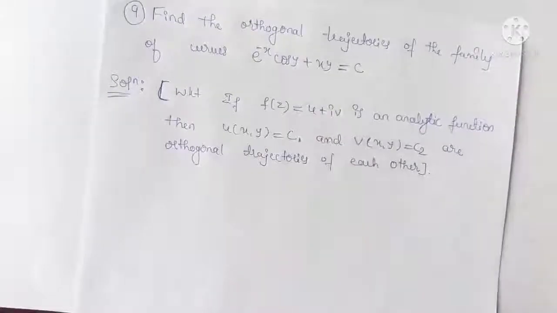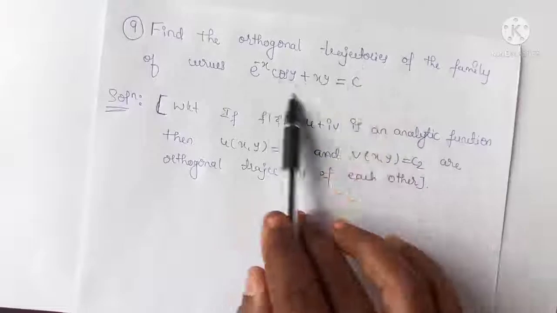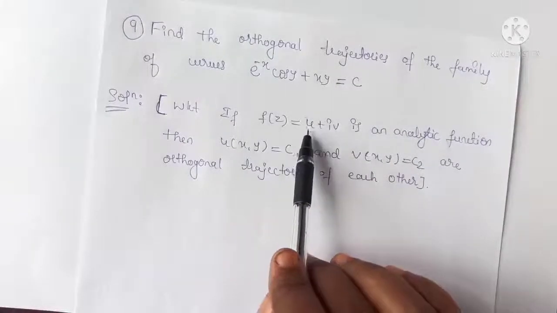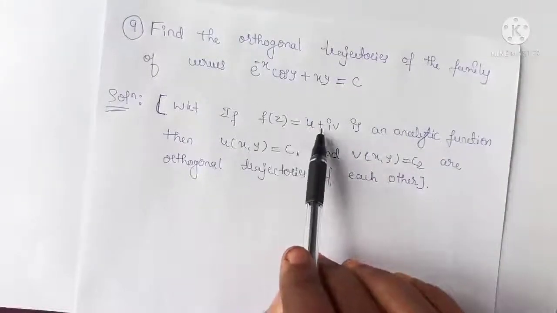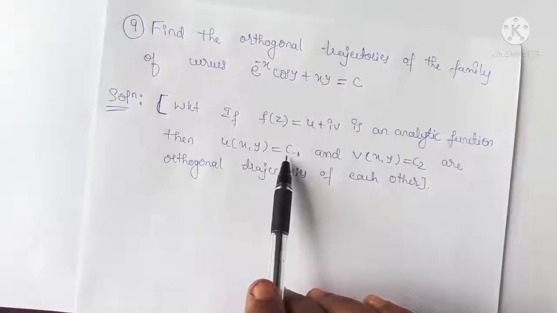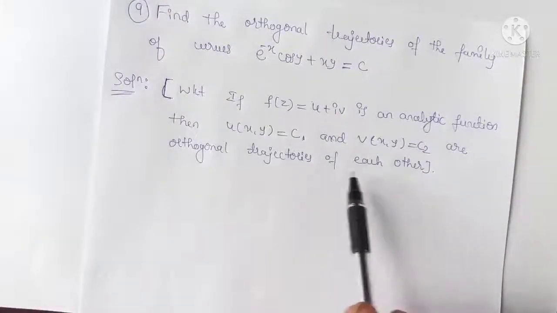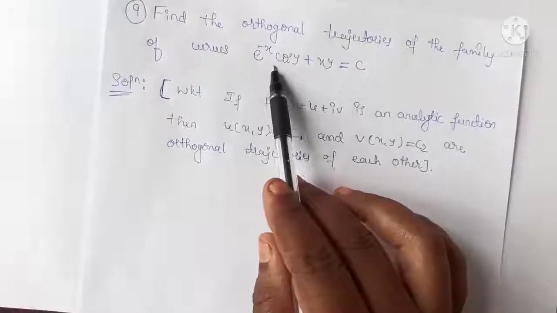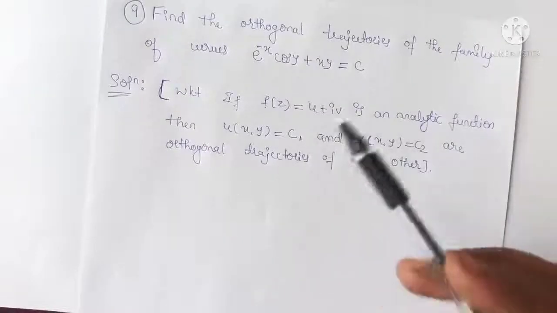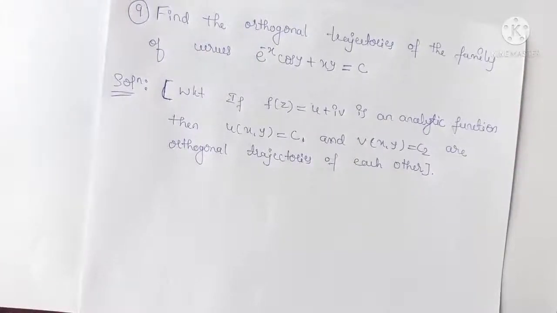Okay, so we treat this as u. So if f(z) equals u plus iv, then if u equals c1, then v equals c2, then they are orthogonal trajectories to each other. If I take this u, then its orthogonal trajectory will be v. Okay, so therefore here we find the value of v.